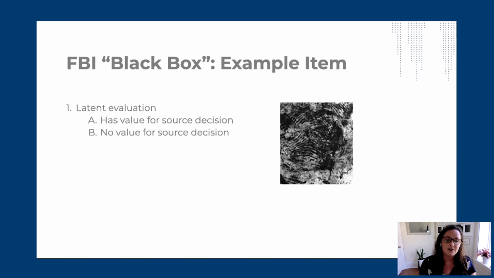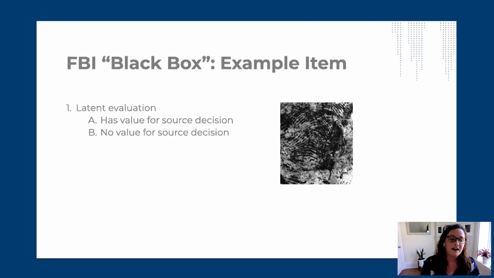And so the first task that examiners were asked to do is to evaluate a latent print alone. And so within the study, they could say this has value for exclusion only, value for identification, or no value. For this analysis, I've pooled value for exclusion only and value for identification into one category, sort of to try to deal with some inconsistencies in the data. And then they could also say that it has no value for source decision. And so if it said that they had no value for source decision, the question was done and they went on to the next item.